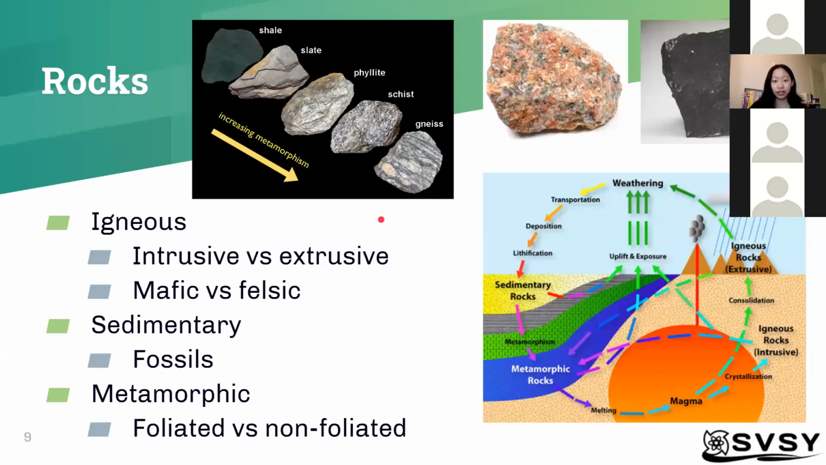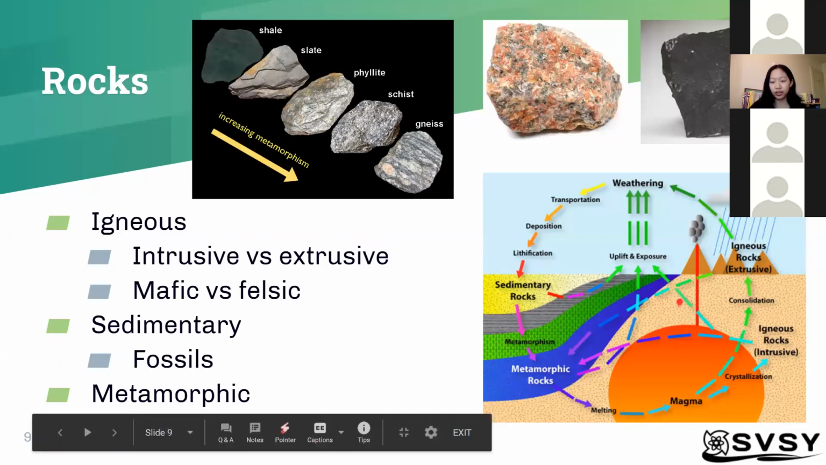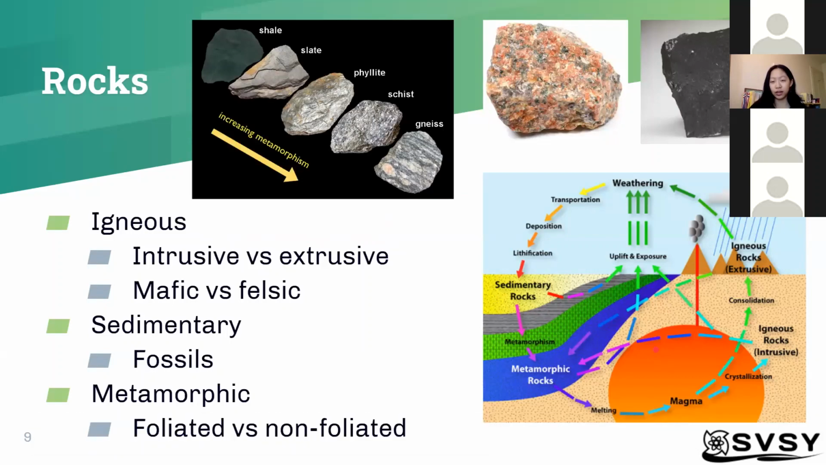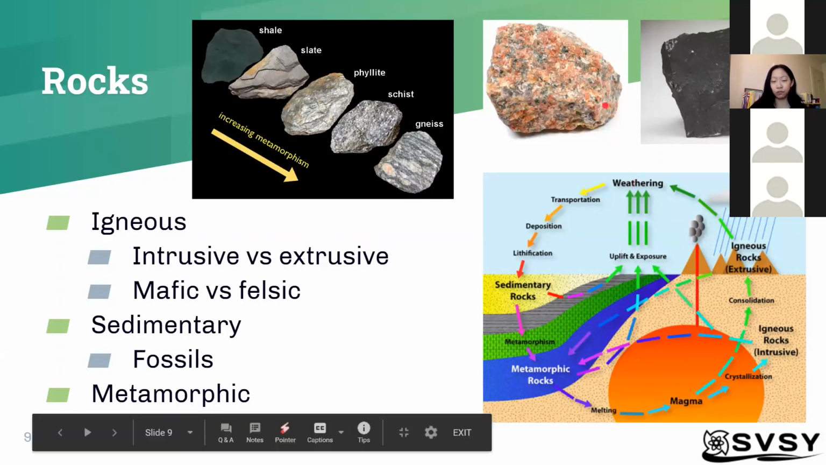So first for igneous rocks, igneous rocks are formed from the cooling of magma or lava. So that's just molten rock, essentially. And there are two main types. It's called intrusive and extrusive. So intrusive igneous rocks cool beneath the Earth's surface. So they tend to cool more slowly, and that gives them the time for crystals to form.